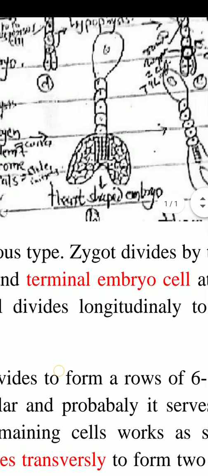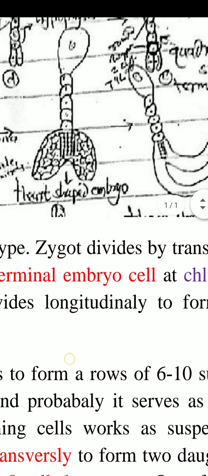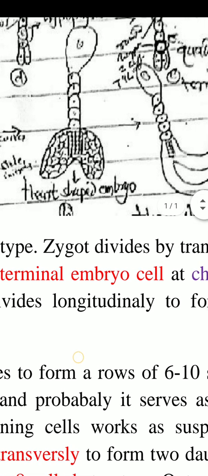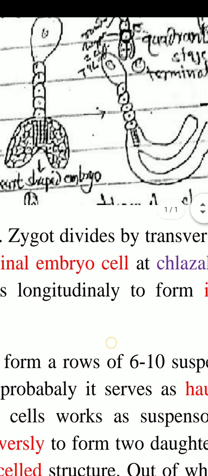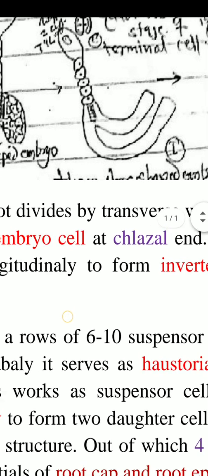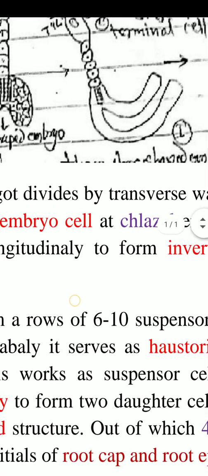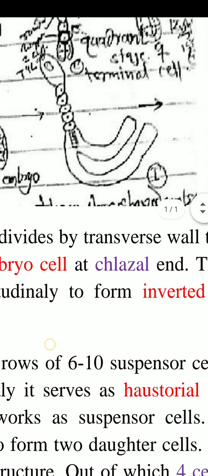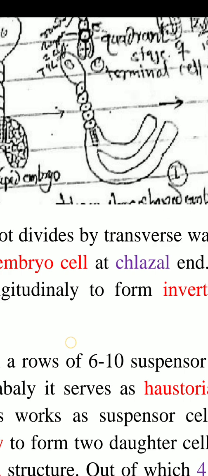So in the next diagram we look at the heart-shaped embryo. This heart-shaped embryo then changes into a horseshoe-shaped structure, and they have to be distinctly seen. Later it divides and gives rise to the two cotyledonous structures clearly in the mature stage of the embryo. The last step in this development of the dicot embryo in Capsella bursa-pastoris, which is a cruciferous type.